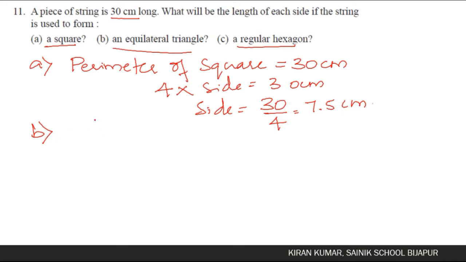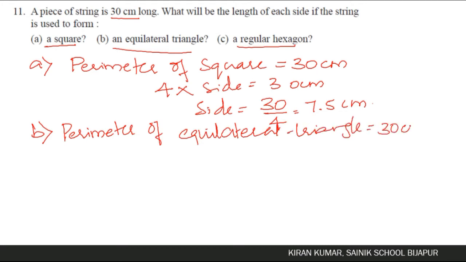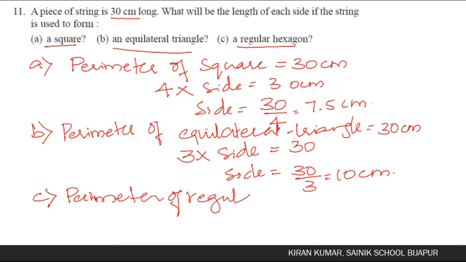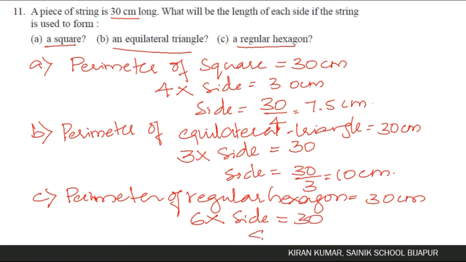Now the string is used for making an equilateral triangle. So perimeter of equilateral triangle is 30 centimeter. An equilateral triangle will be having 3 equal sides. So the perimeter is 3 times the side. Side can be found as 30 upon 3, which is 10 centimeter. For making a regular hexagon, perimeter of regular hexagon is equal to 30 centimeter. A regular hexagon will be having 6 times the side as the perimeter. So the side will be equal to 5 centimeter. 30 upon 6 is 5 centimeter.